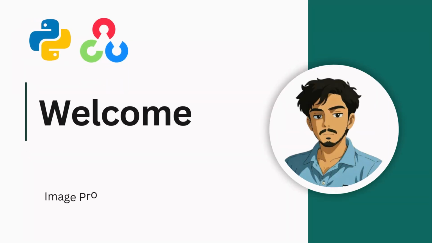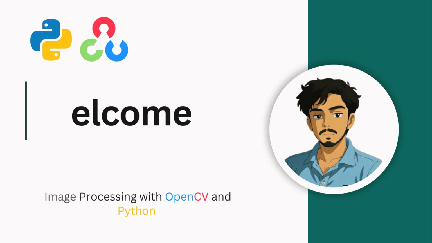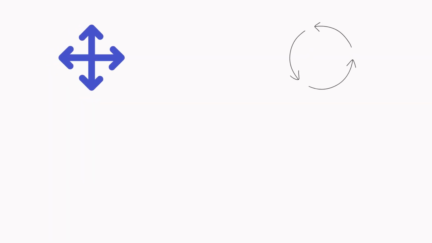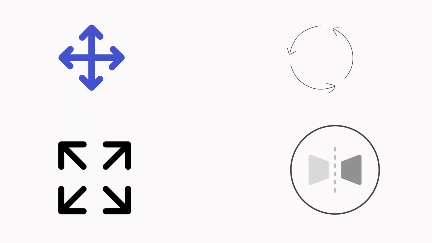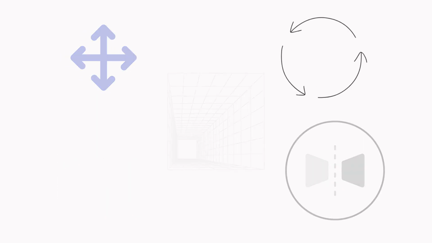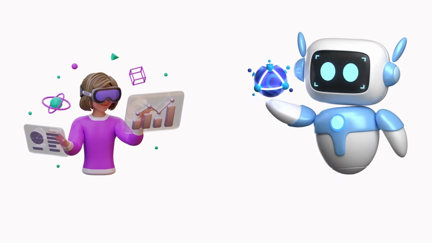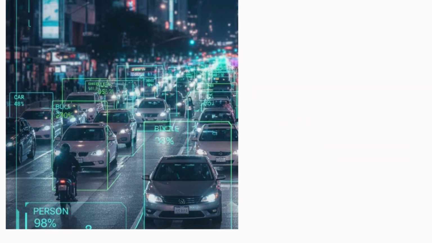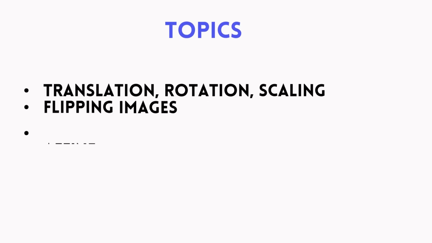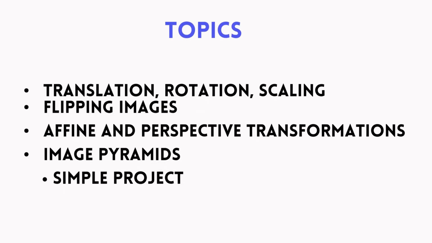Hey, welcome back in this OpenCV Python image processing series. Today we dive into image transformations and effects, how to move, rotate, scale, flip, and even change the perspective of images. These operations are core to computer vision, used in robotics, augmented reality, and object detection. By the end, we'll build an interactive transformation viewer where you can control angle and zoom in real time.